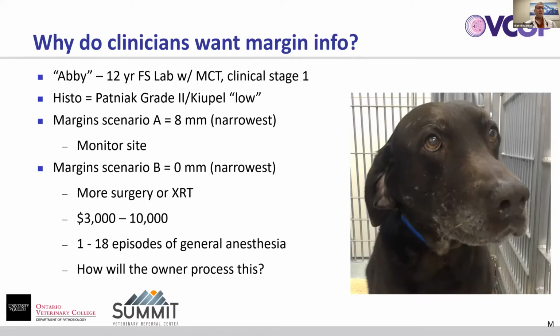Depending on the part of the country you're in, this may add cost in the value of $3,000 to $10,000. It may involve anywhere from 1 to 18 more episodes of general anesthesia. And we have to give consideration to how the owner might process this information and contextualize this in the overall trajectory of their pet's health and future. And so you can see here, these are dramatically different outcomes for both the patient and the owner who dictates the management of their pet. And so that is an example of why the data that we extract from the pathology report is so important and has such a direct impact on the patient quality of life.